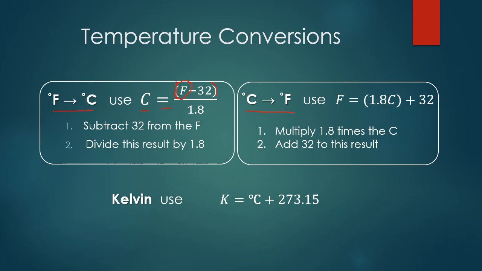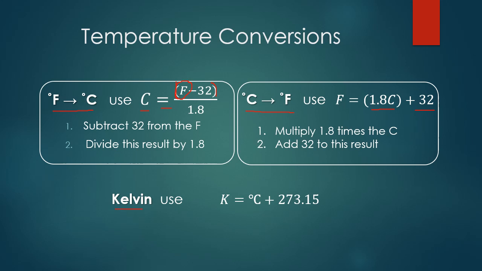To go from Celsius to Fahrenheit, we're going to use the following equation. It's really the same as the previous, it's just rearranged to solve for Fahrenheit instead. So to solve for Fahrenheit, you're going to take 1.8 times Celsius, whatever degrees Celsius was given in the problem, and add 32 to that. So it's really just plug and chug type problems.